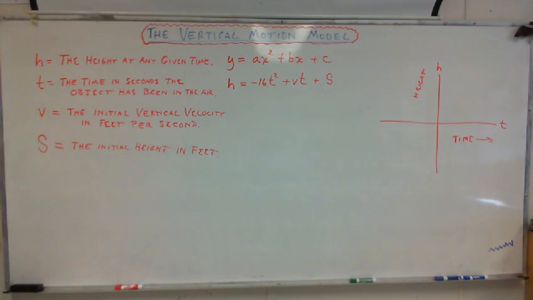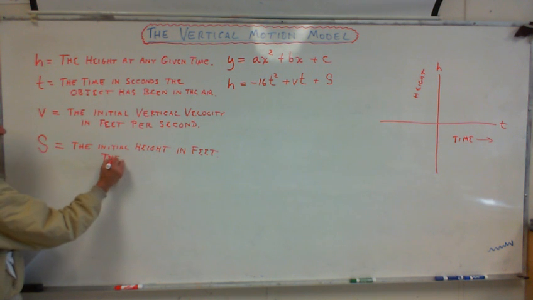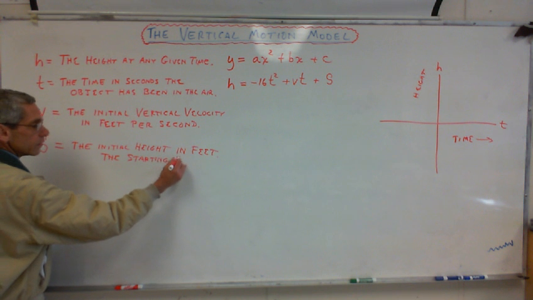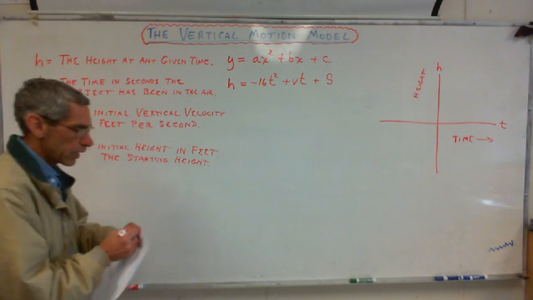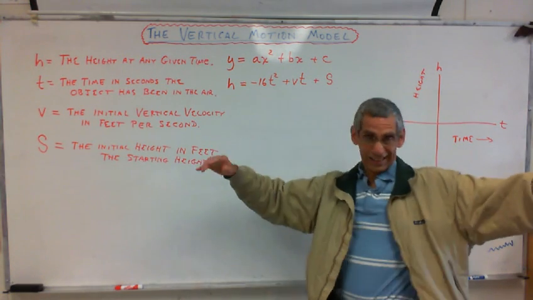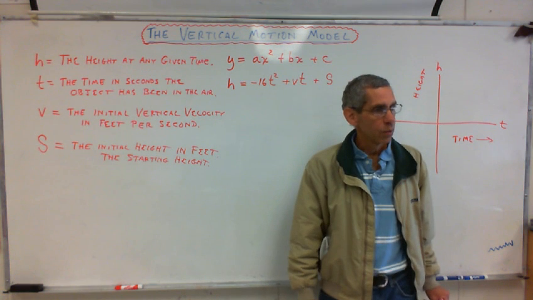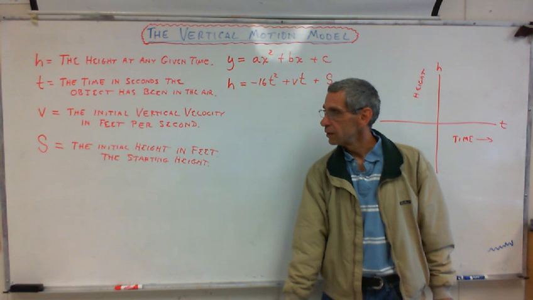Now, because the letter is S, the way I think of it is the starting height. It's like when you threw the ball, where your hand was releasing the ball. If I was playing soccer, the ball's on the ground, and I kick it and create this beautiful parabola. What is the starting height? Zero, right? Because it's not up, it's on the ground. It would be a perfect parabola.